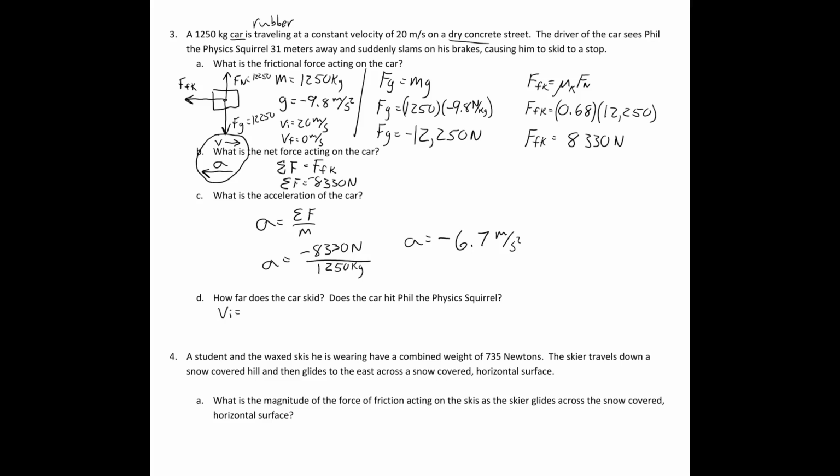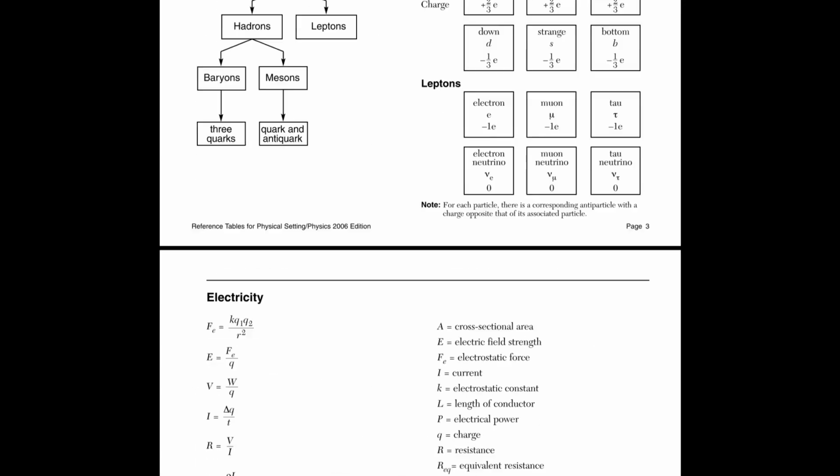Let's see. The initial velocity is 20 meters per second. VF is 0 meters per second. A is negative 6.7 meters per second squared. And we have 3 pieces of information now. That's enough to find the distance. So we look in our reference table. We want an equation that does not have t in it. Who cares about t? They're not asking for it. We don't have it. Let's find an equation that doesn't have t.